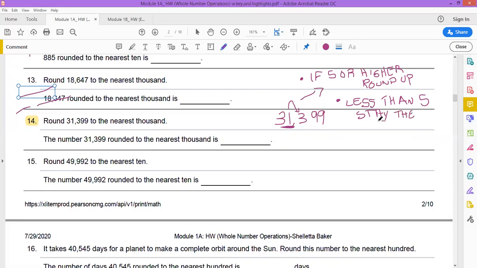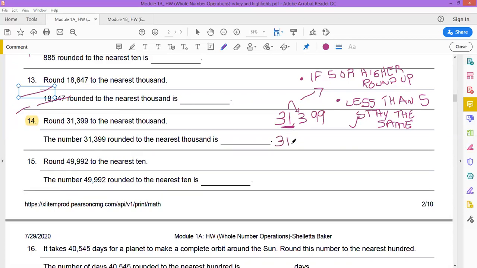All right, so these are your two options. Either you're going to round up or you're going to stay the same in the thousands place. Now look at our digit to the right. 3 is less than 5. So that means we will remain the same. It'll remain a 1.